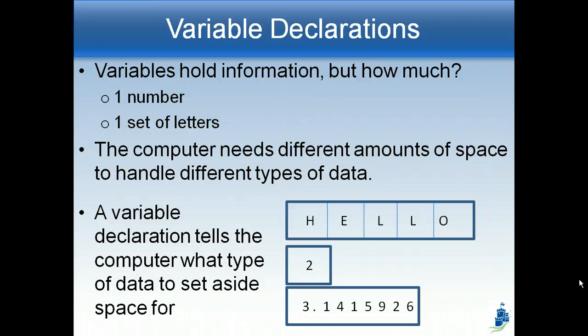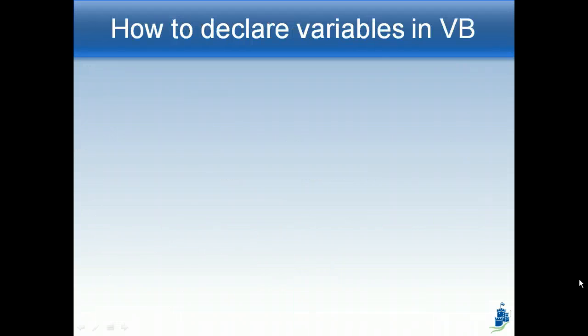Okay, so a variable declaration tells the computer what type of data to set aside space for. How big a space should the computer set aside based on what type of data we're going to be putting in the box. All right, so in Visual Basic, some programming languages actually don't require that you declare variables, and that's considered to be like a really nice thing because you don't have to worry about it. But in Visual Basic, unfortunately, we do have to worry about it. But it turns out to be an advantage because then your program handles its memory usage a lot better. So that's something for later.